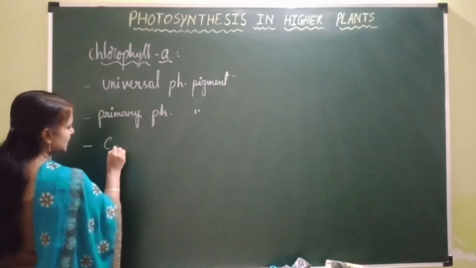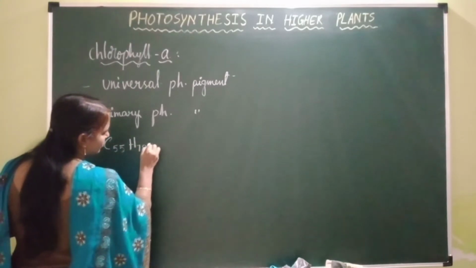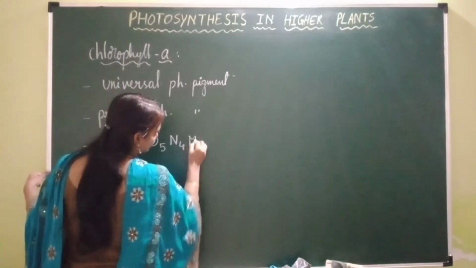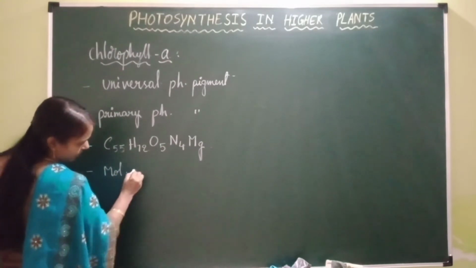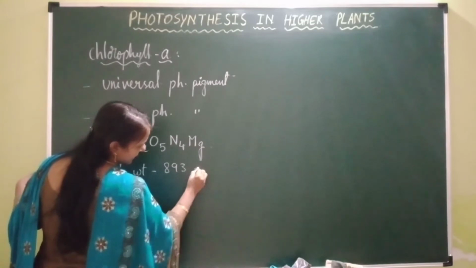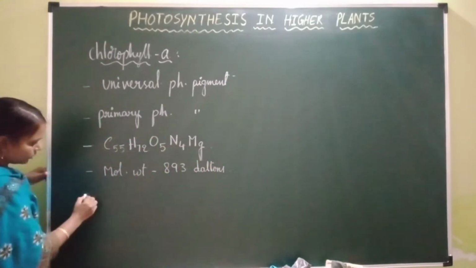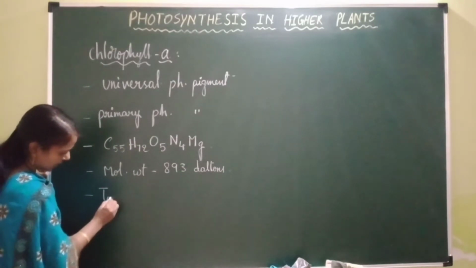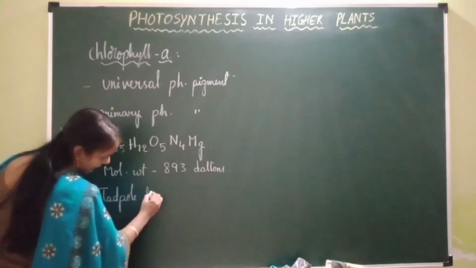Its molecular formula is C55H72O5N4Mg, and its molecular weight is 893 daltons. In its structure, it looks like a tadpole, so it exhibits a tadpole-like structure.